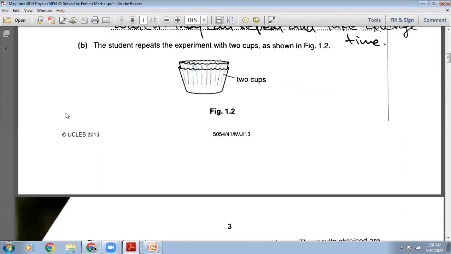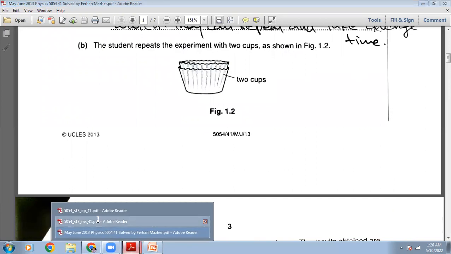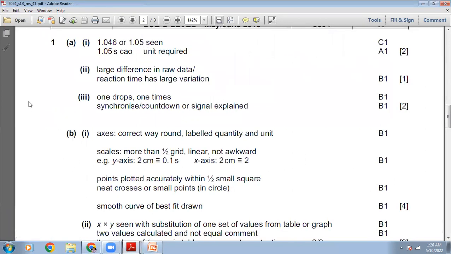Okay, so then the next question, let me show you the marking scheme. One drops, one times. Okay, so countdown or signal explained. So when he drops the cup, he can give the signal. The one student who drops the cup can give a signal, like he can say start, and when the cup hits the floor, he can say stop. So by the signals, it will become more accurate. You can also write these. Okay, it is written in the marking scheme.